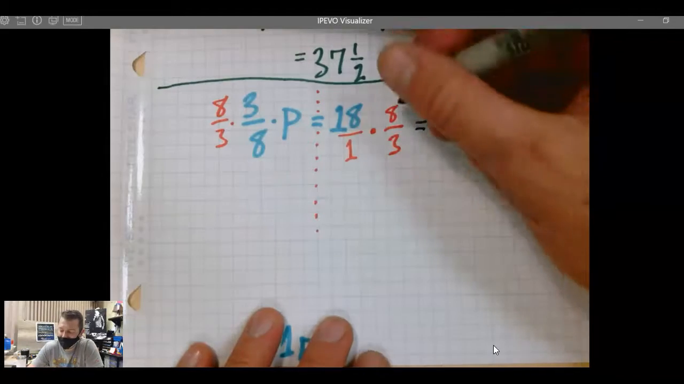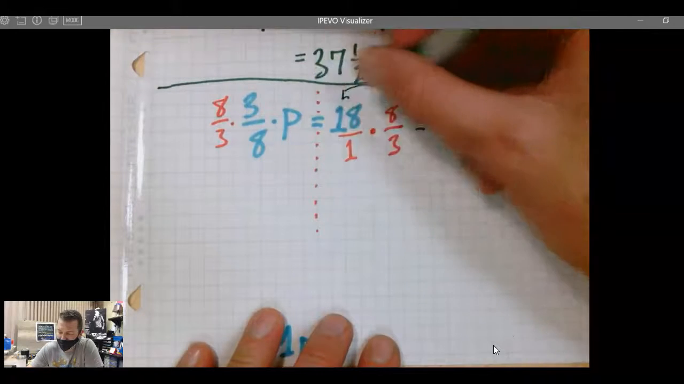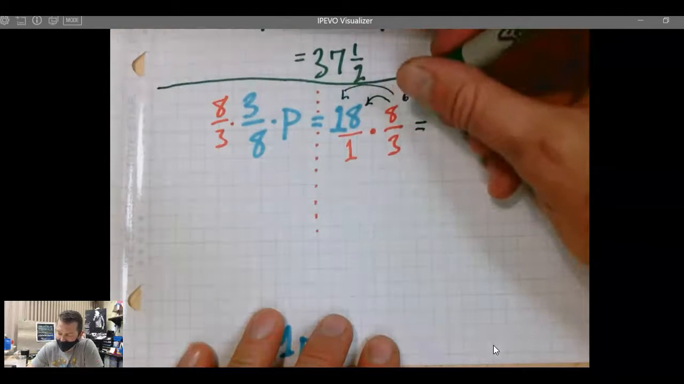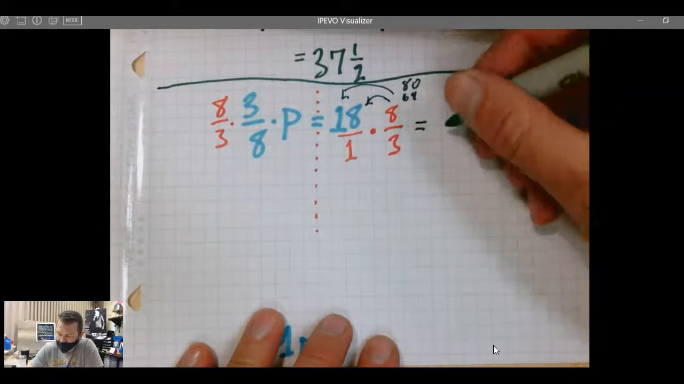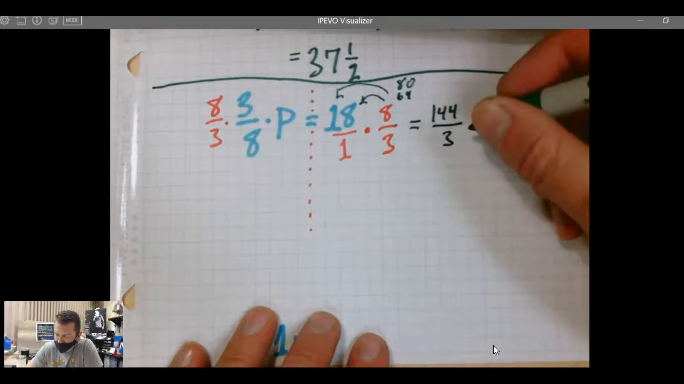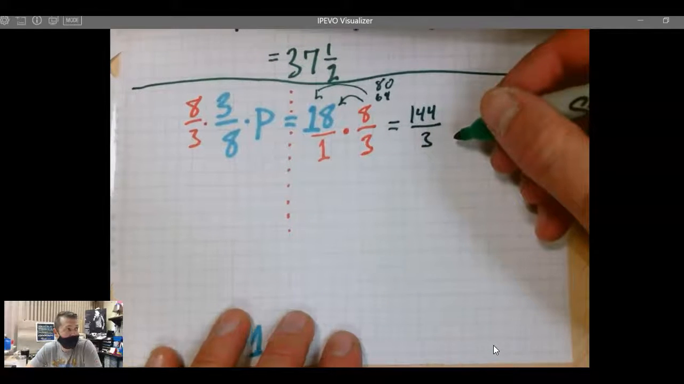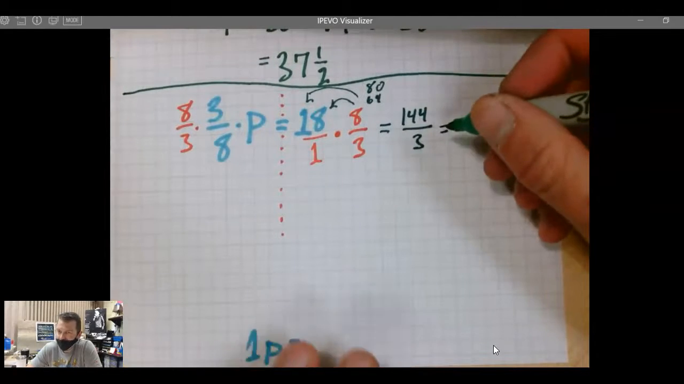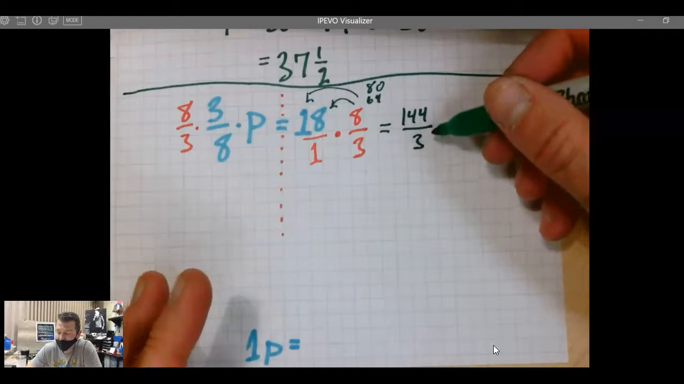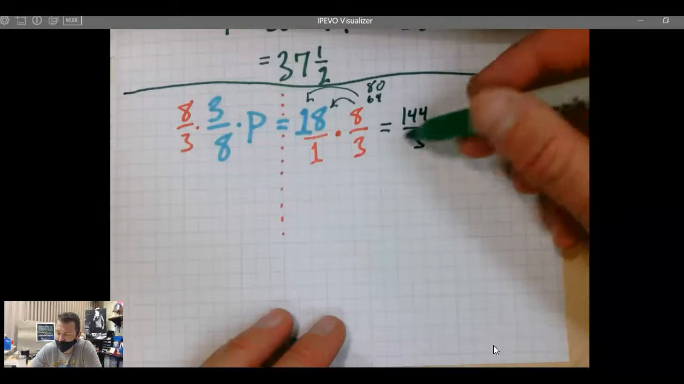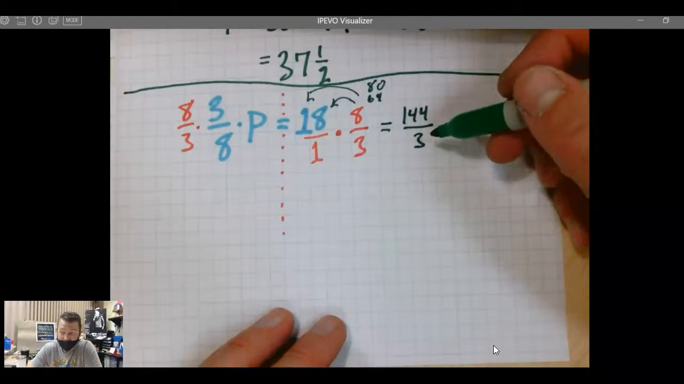8 times 10, if I try to do this multiplication in my head, is 80. 8 times 8 is 64. I get 144 over 3. Now I'm going to need to divide that. I don't know how many 3's are in 144. I'm going to have to work from 120, which would divide by 3, and then I'm going to complicate it, right?